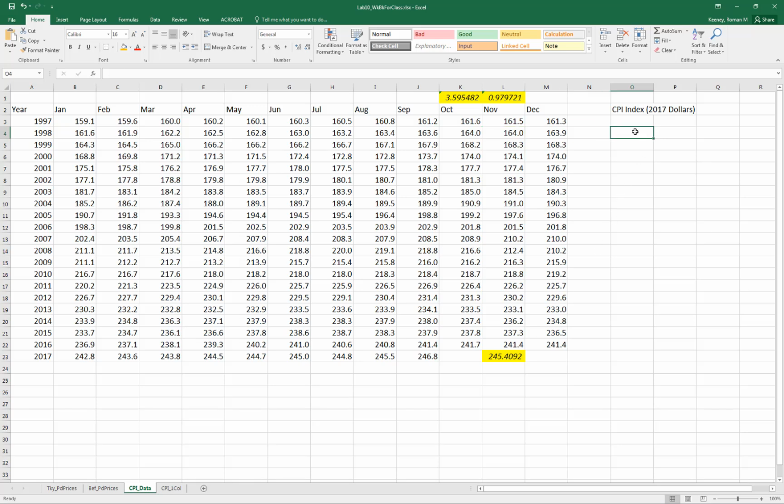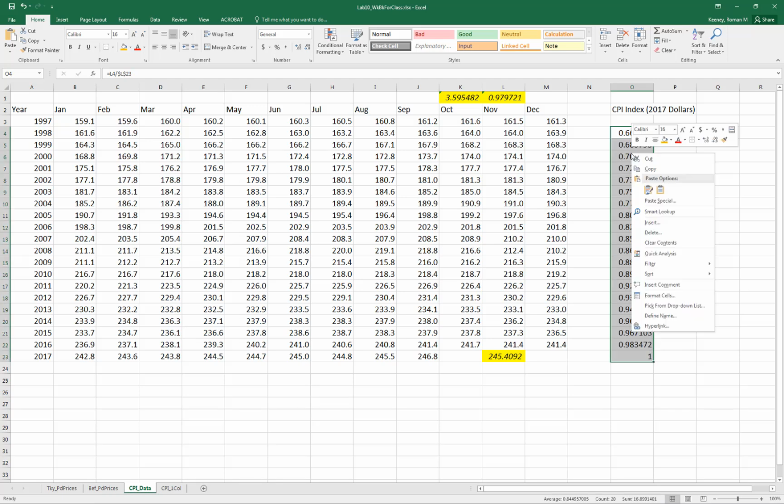Okay, so the formula we're going to use out here is start with an equal sign, take the November CPI value, L4, and then we're going to divide it by L23, which is the base year. And to make that cell reference so that it doesn't move, I'm just going to hit F4 once, or you can type the $ in front of the L and the 23, and that gives us that fixed reference.